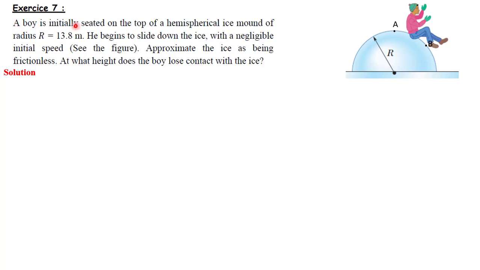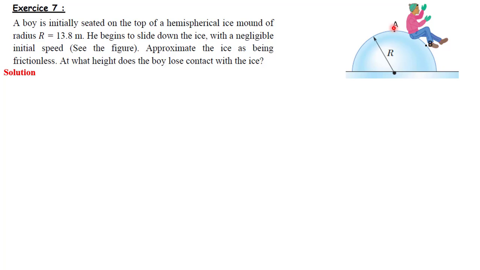A boy is initially seated on the top of a hemispherical ice mound of radius r equal 13.8 meters. So we have a boy sitting on this hemispherical ice. He was at point A at t0. Then he begins to slide down the ice with a negligible initial speed. See the figure. So at A, his speed was negligible, so he started from rest.